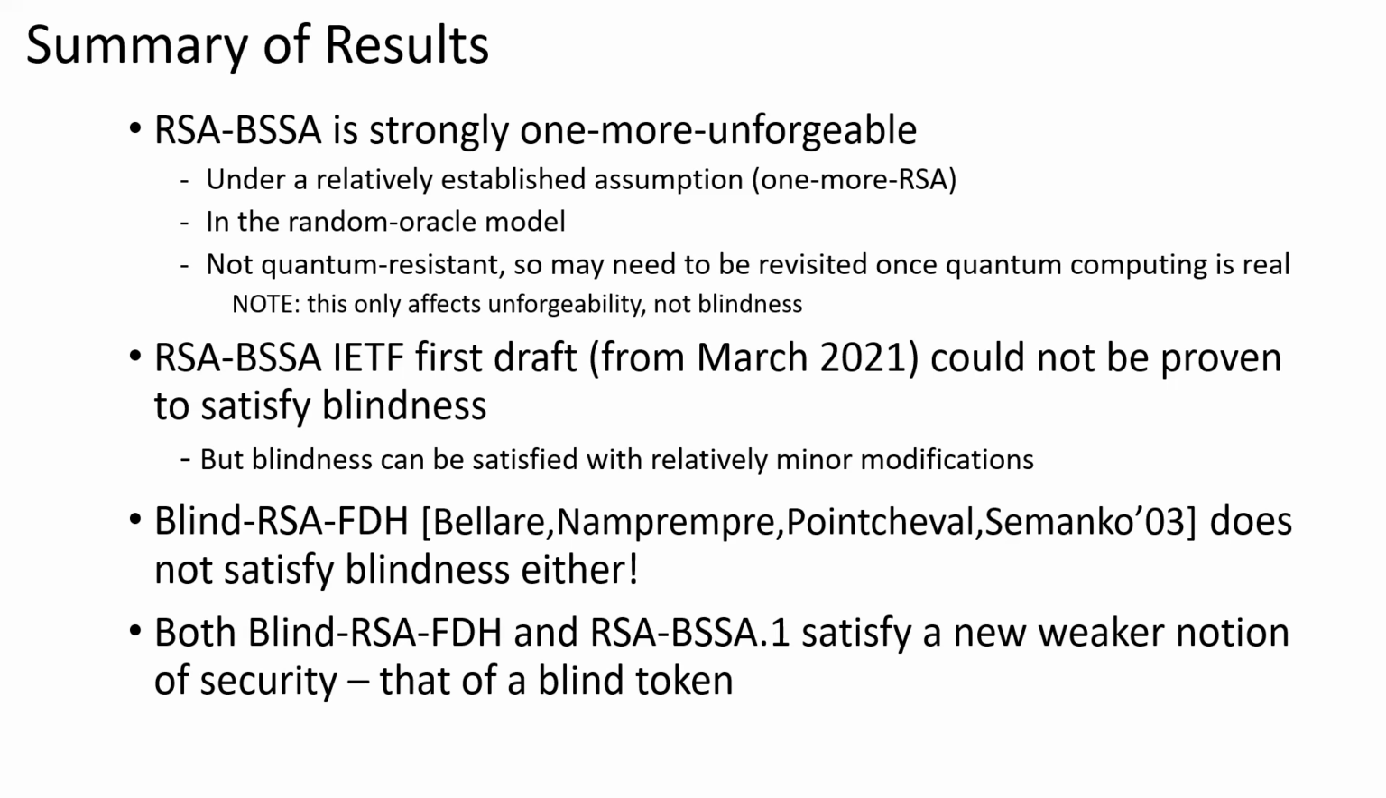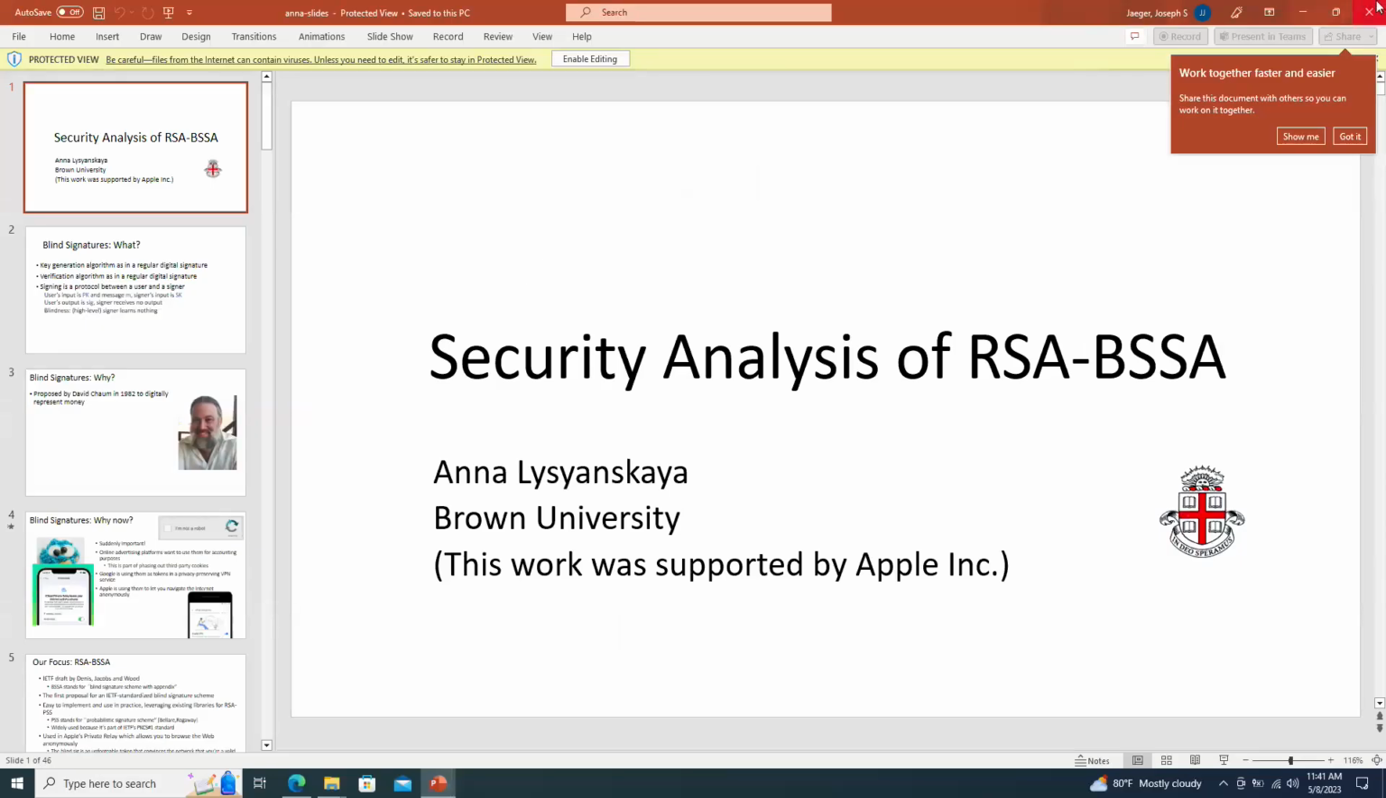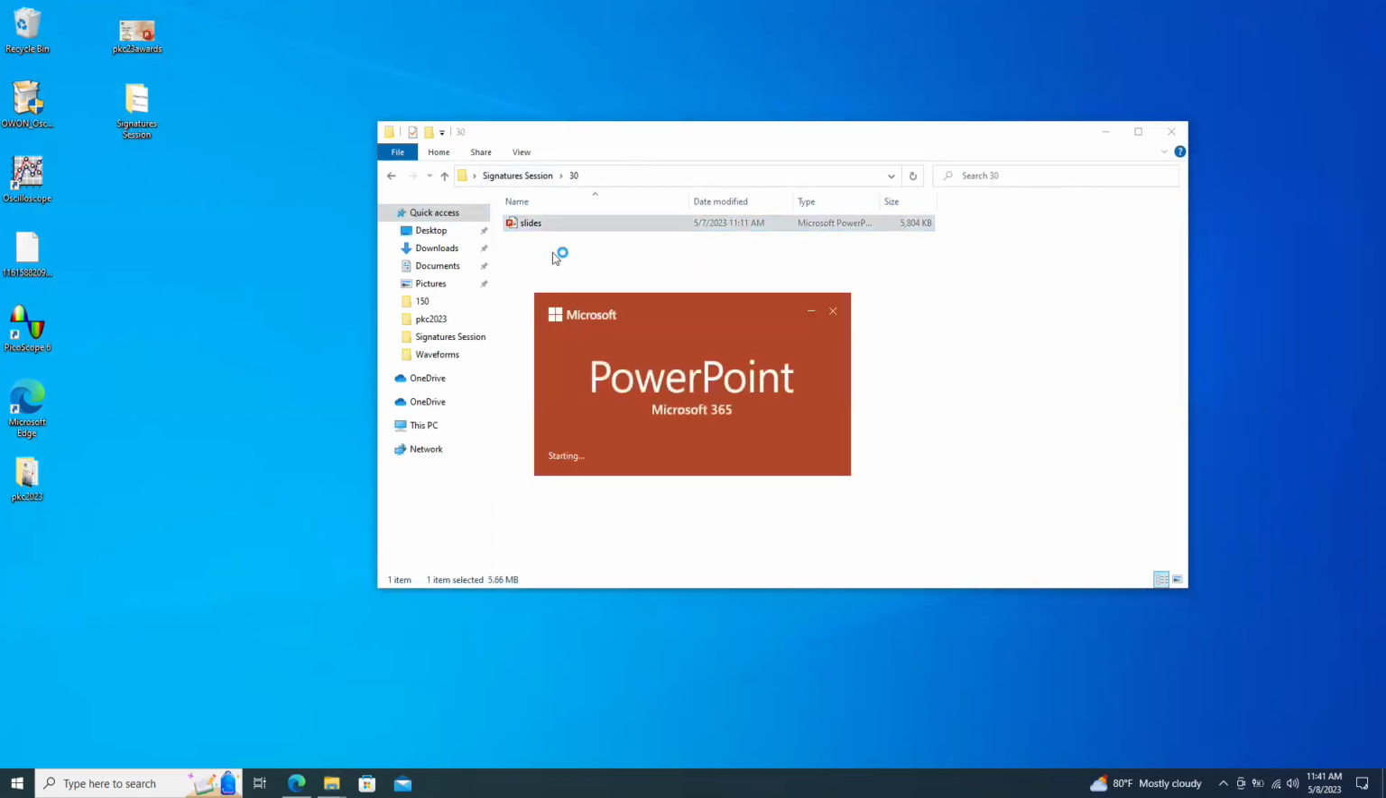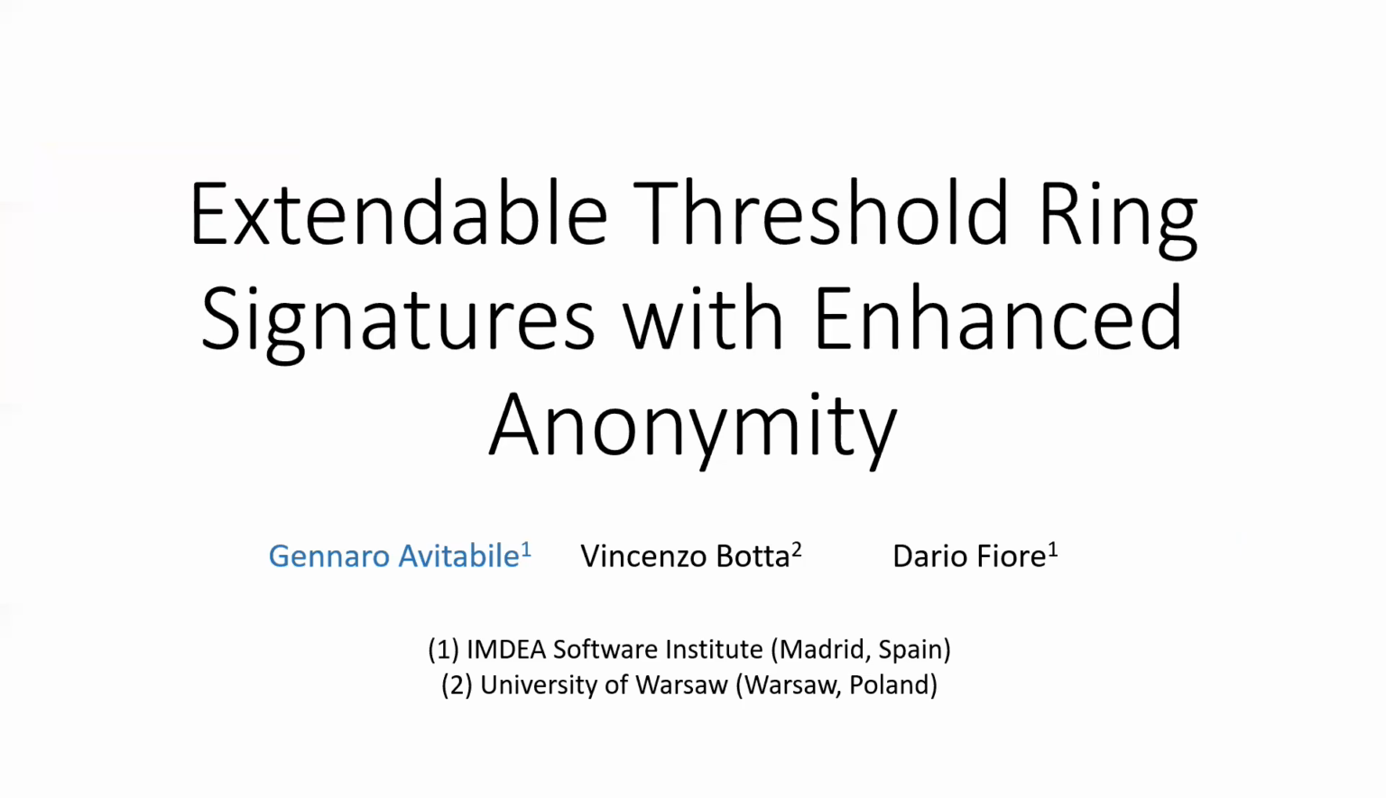We've run out of time, unfortunately, for questions, so I encourage you to ask later. So the next talk. Next talk is by Jinar, on the title of extendable threshold signature with enhanced anonymity. Speaker is going to be Jinar. I really don't remember. It's 30. Yes. Okay, perfect.